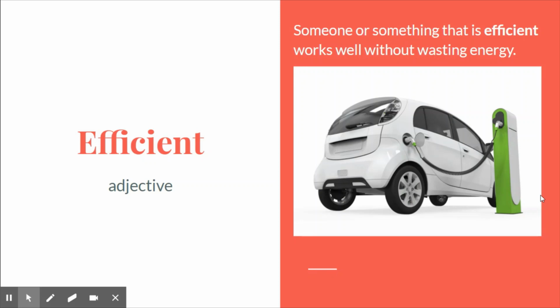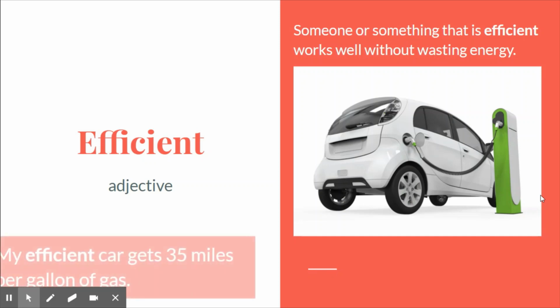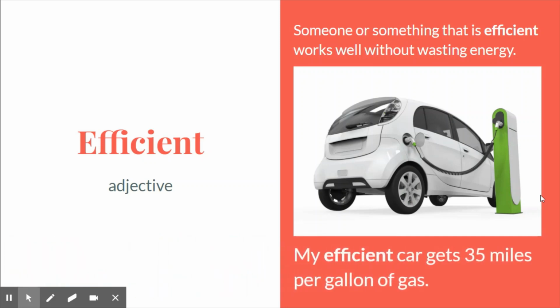Let's read it one more time. Someone or something that is efficient works well without wasting energy. And look at the electric car. Very efficient, isn't it? It's tiny. It probably saves a lot of gas. Let's go ahead and look at the word in a sentence.